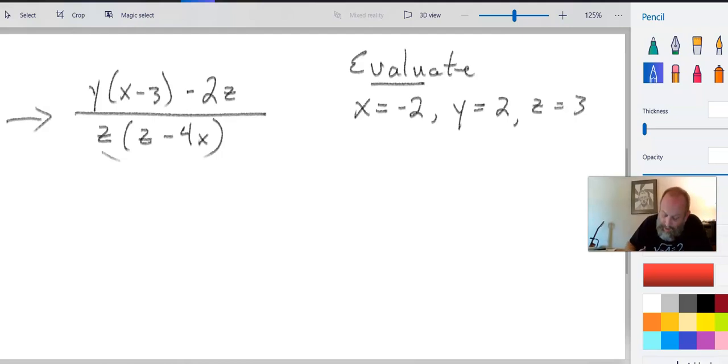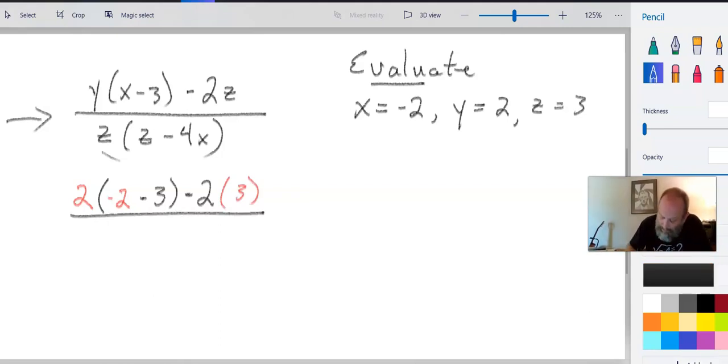So let's see. I have y, and y is equal to 2, so I'm going to put a 2 down here times, and now I need x. X is equal to negative 2, right? And then the minus 3 stays the same. And then I have minus 2 times z, and z is equal to 3. And then in the bottom, I have z, which is 3. Oops, I wanted to do that in red.